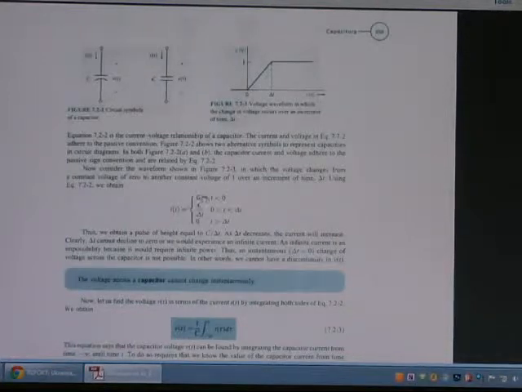So this current i is equal to 0 for t less than 0, between 0 and delta t it is C by delta t, and greater than delta t it is 0. So this is the current equation for the capacitor. The voltage is then 1 by C integration of i dt.